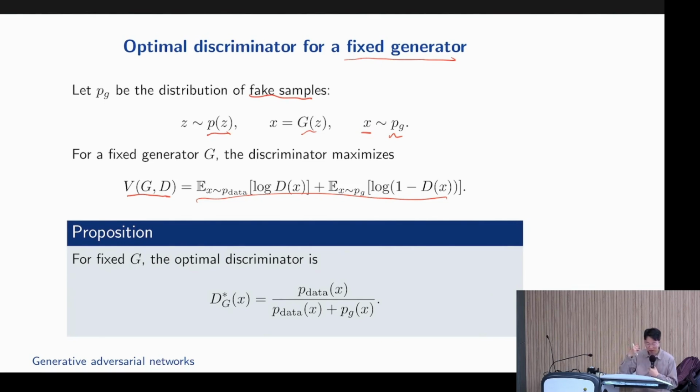Right, right. So if the generator is perfect, the optimal discriminator is going to be 1/2. Why? Because P data and PG are going to be the same. If their distributions match exactly, then that's the perfect generator. Then in that case, the optimal discriminator is going to output 1/2, for a perfect generator.